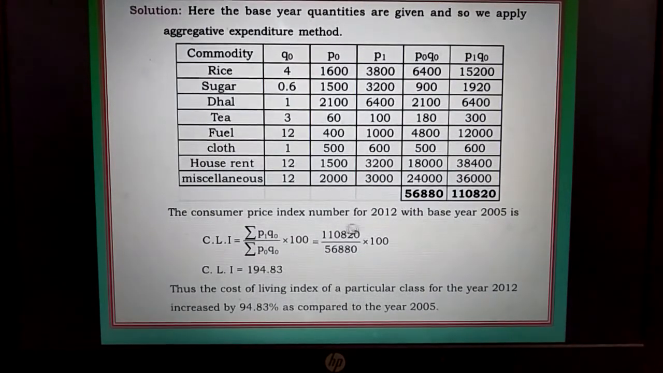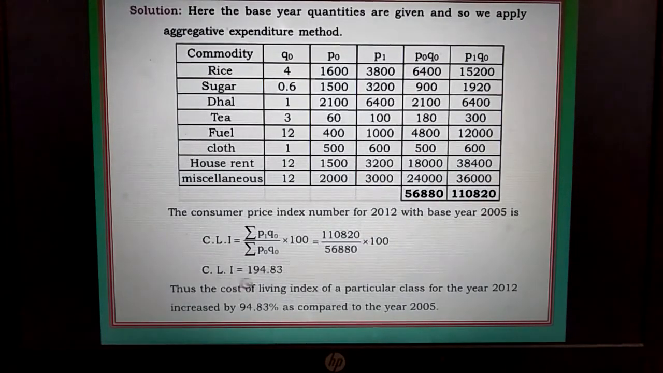The consumer price index number for 2012 with the base year 2005 is CPI is equal to, based on aggregative expenditure method we are writing the formula, and P1 Q naught and P naught Q naught are needed. You know how to calculate already. Many problems we have solved such kind. So P1 Q naught to be calculated, one column, P naught Q naught to be calculated, another column. Summation of those two have to be taken. Substitute those values, perform the calculation.